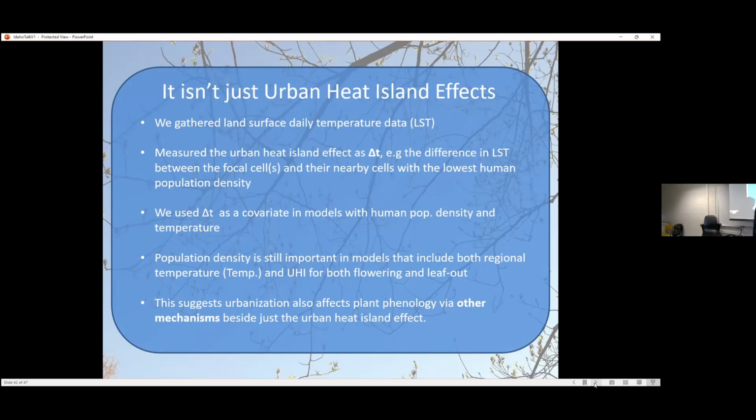What that implies is that it's not just the urban heat island that's driving these changes in human population dense areas. And that's really important because it says you can't just say that because there's a UHI effect, that's the key thing determining the urbanization impacts on plants. And it means that you can't just use the substitution of cities for a warming globe, right? So that's cool.